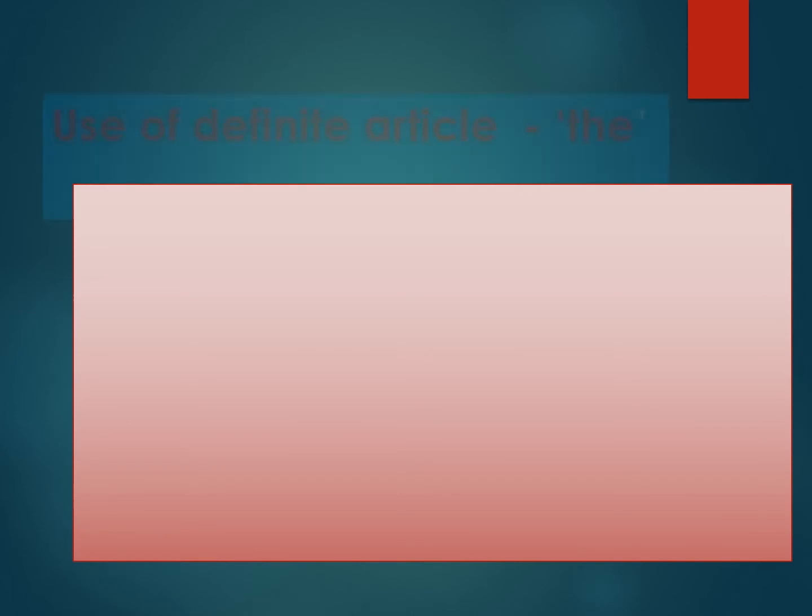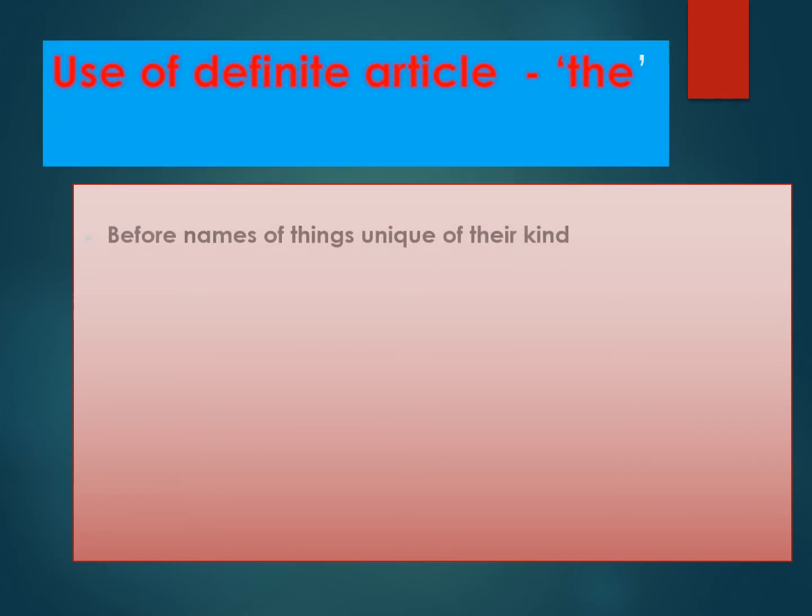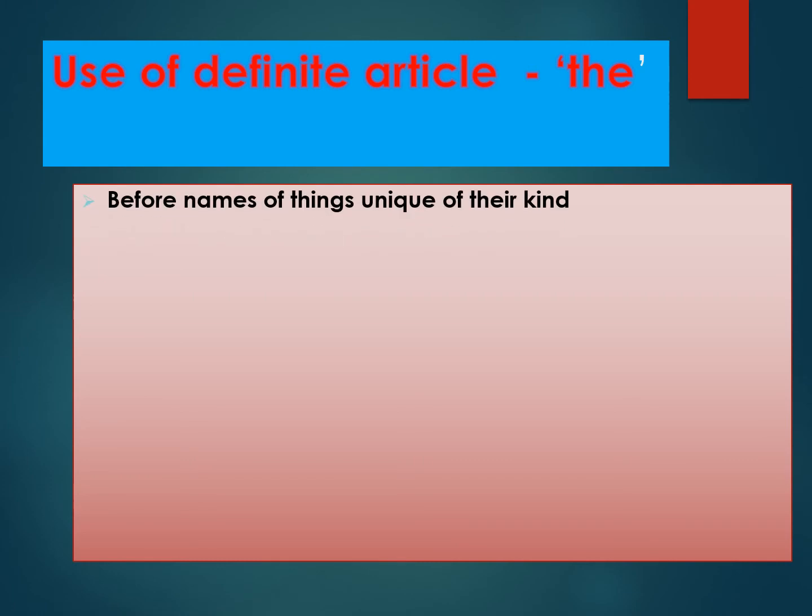The definite article the is used before names of things unique of their kind. Students, do you know the meaning of unique? Unique means being the only one of its kind. So that type of thing will not be there in the universe. Only one thing will be there. The second thing will not be there.